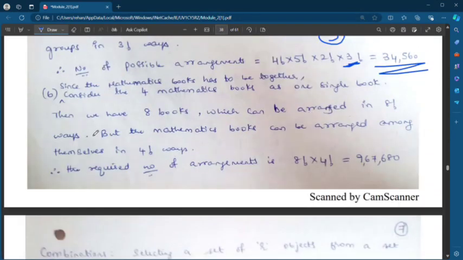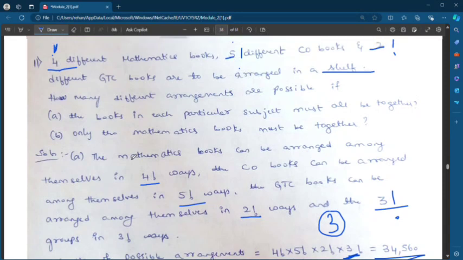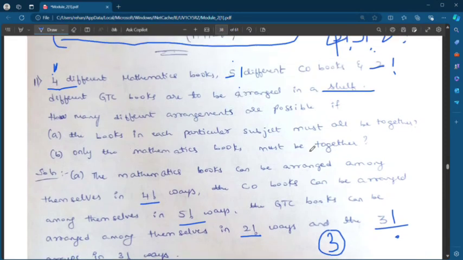So only 8 books are there, which can be arranged in 8 factorial ways. But the mathematical books can be arranged among themselves in 4 factorial ways. Therefore, the required arrangement is 8 factorial into 4 factorial. Why does 4 factorial come here? Because the condition is that only the mathematics books must be together. 4 books are there, right? Mathematics books. Now I have grouped them as one, so the 4 books together I have bundled. Now this will act as one book, then the 5 CO books, and then 2. So how many others? 8 are there. So totally I have 8 factorial.